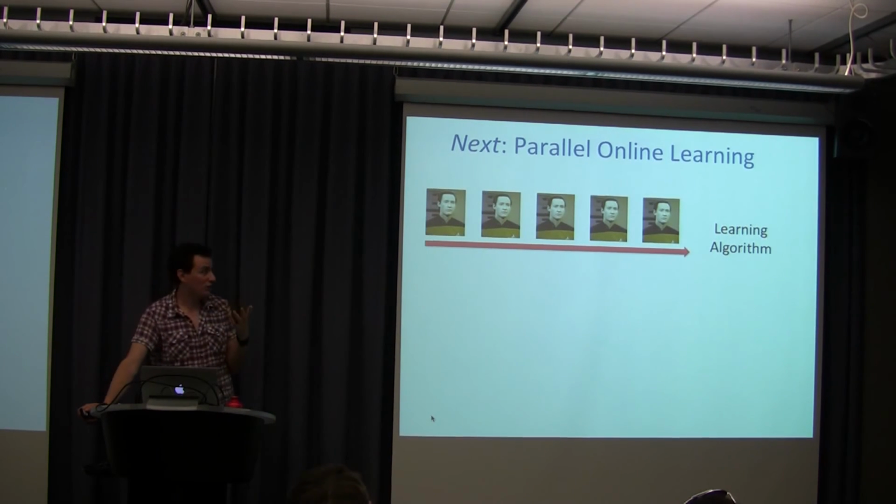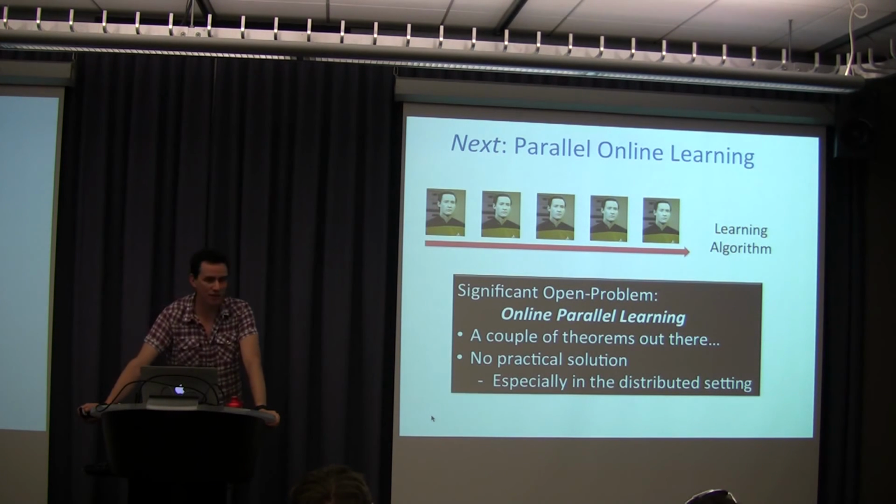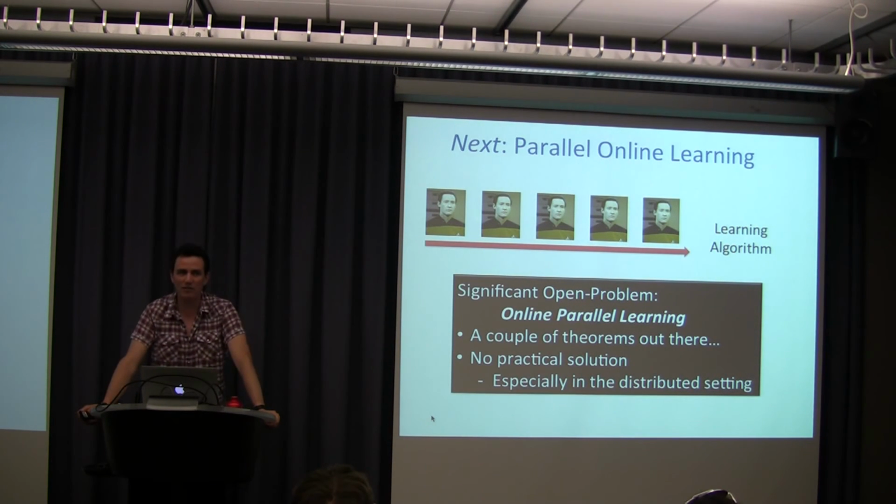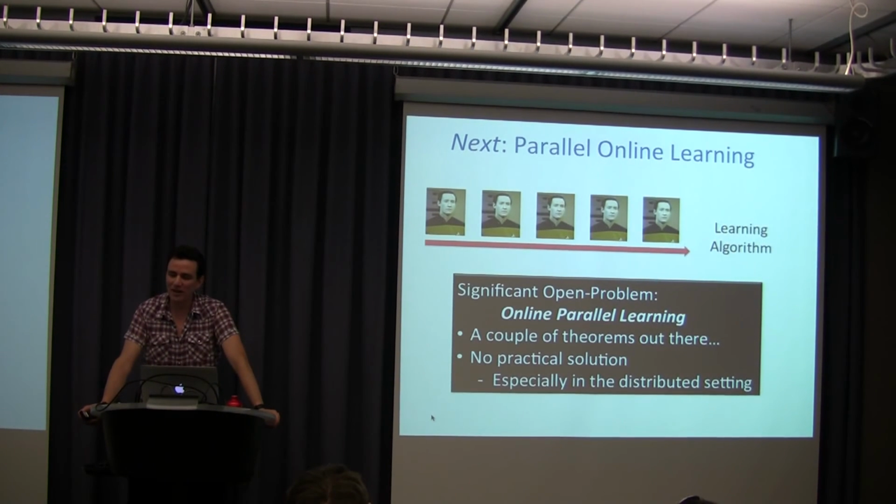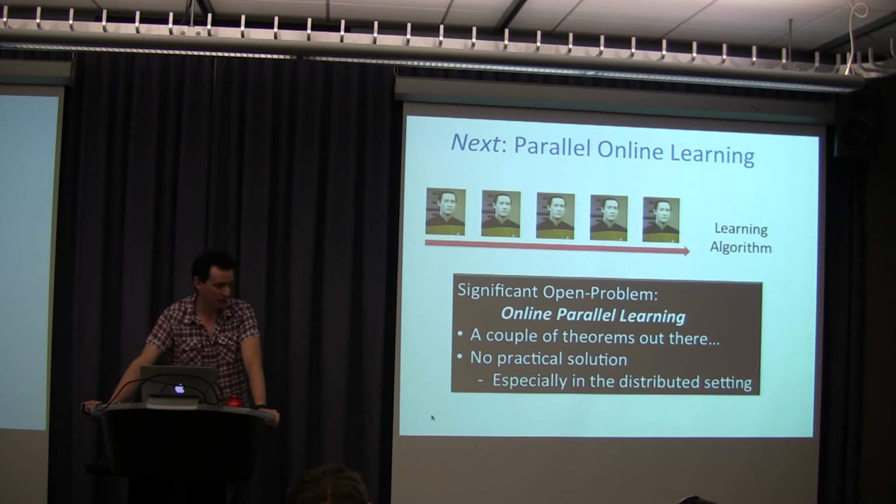And how do you solve this problem in a distributed or parallel way? There's been a few theorems on this. We have a paper, a few other people have papers. But I think nobody has a good solution to this. Nobody knows how to do it properly. It's a very beautiful, very easy to state, and very open problem in the machine learning space.